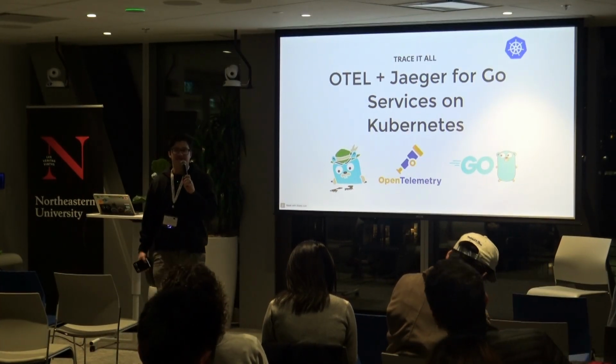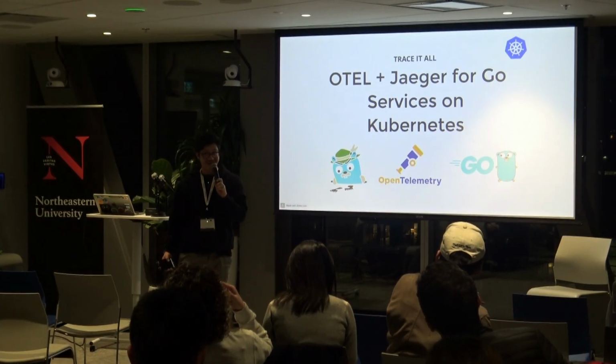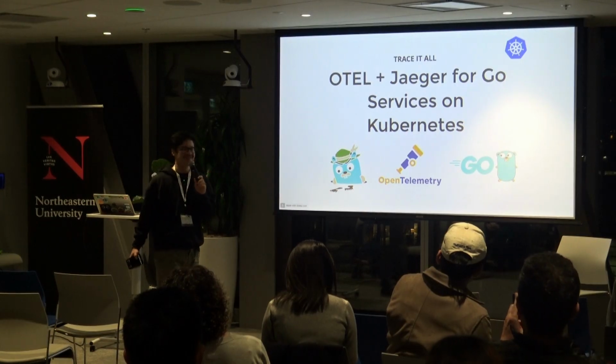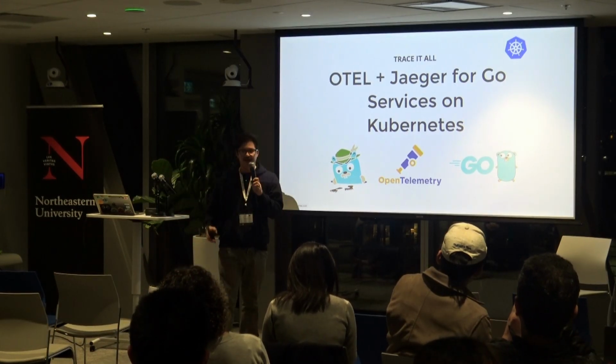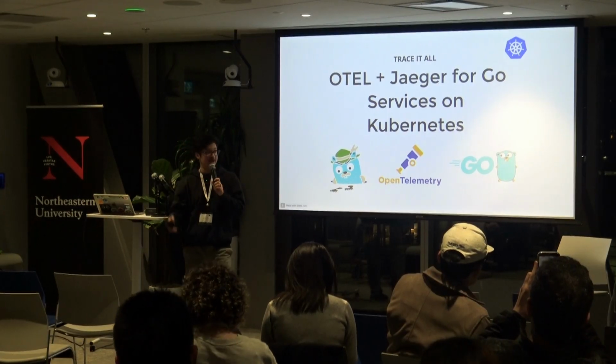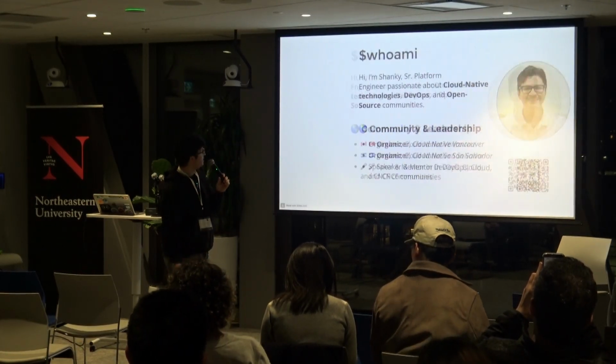So my talk, it's titled Trace It All, OTEL plus Jaeger, which is really hard to pronounce for me, for Go services on Kubernetes. So essentially this is an entire observability platform for tracing, distributed tracing, that I'm gonna be sharing today. So yeah, we're gonna be learning this together.